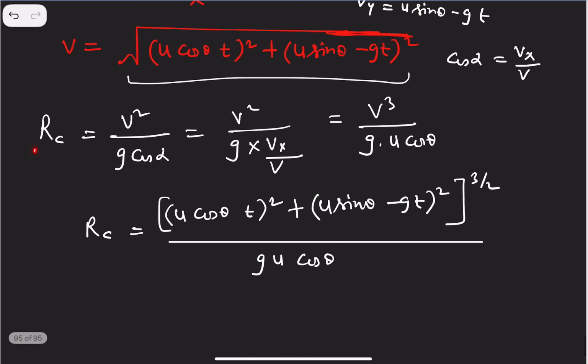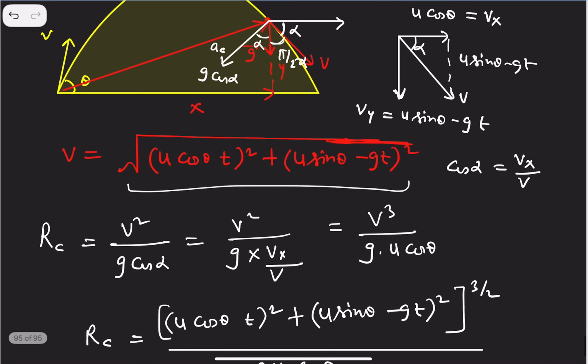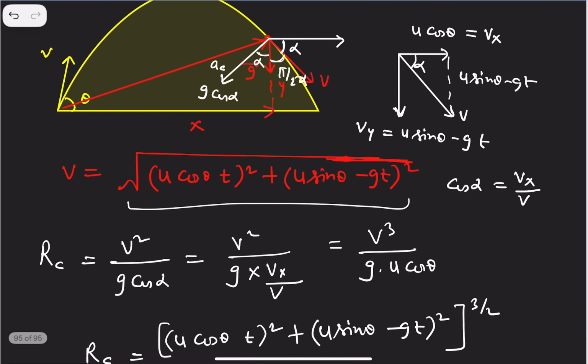So to get the g cos alpha, sorry, cos alpha, what I did, I showed the vectors. This is your Vx, and this is Vy. Vx will be always the same as u cos theta. So I have mentioned this. And Vy at any time t will be u sin theta minus gt. And this is alpha.